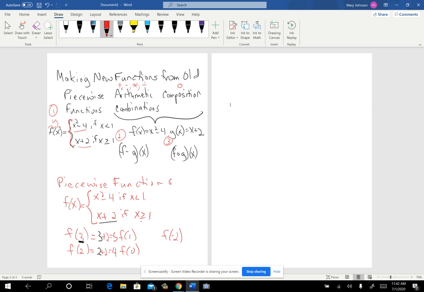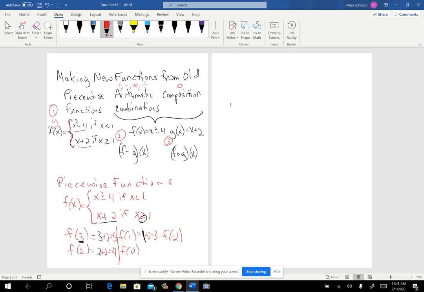Now, f of 1 is a little bit tricky, because 1 is right on the boundary between the two. You have to understand that this bottom rule is the one that allows x to be equal to 1. So you're going to put a 1 in for the x on the bottom rule. You can't use the top rule. You're going to put a 1 in for x on the bottom rule, just like you did on the others. You're going to add 2, and that's going to give you 3.